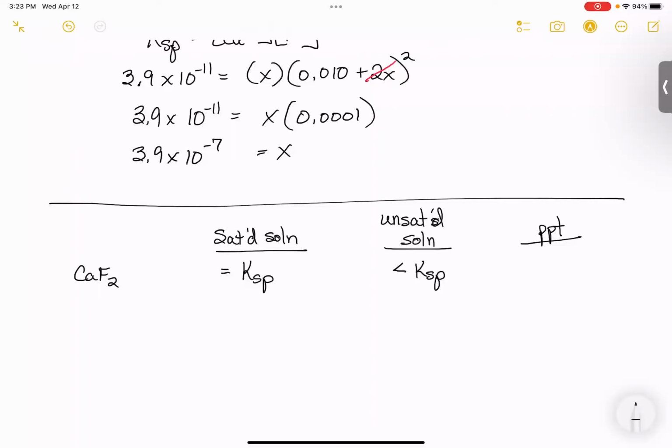If you add calcium ion and fluoride ion together from other compounds, if it comes out less than the KSP for calcium fluoride, you're still not going to have any precipitate. It's only if it comes out greater than the KSP that you'll get a precipitate.